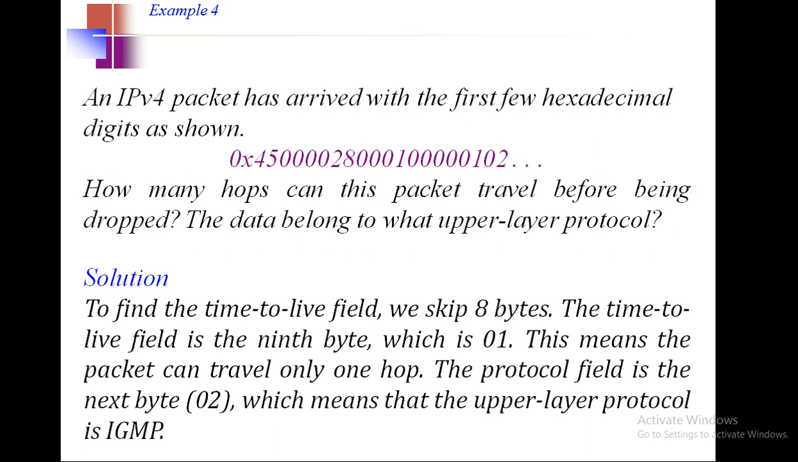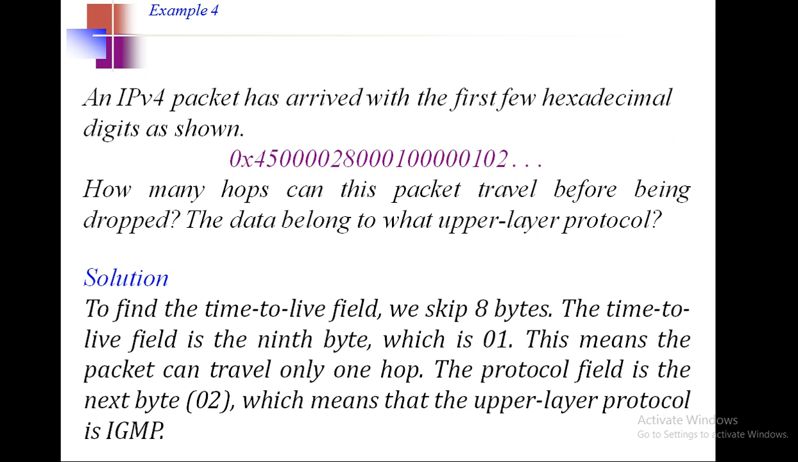Next one, in IP version 4, a packet has arrived with the following first sum of hexadecimal numbers they have given, and they have asked how many hops this packet can travel before being dropped. It means time to live, right? How many hops means time to live is important. And data belongs to what upper layer protocol. So you have to identify the protocol also.